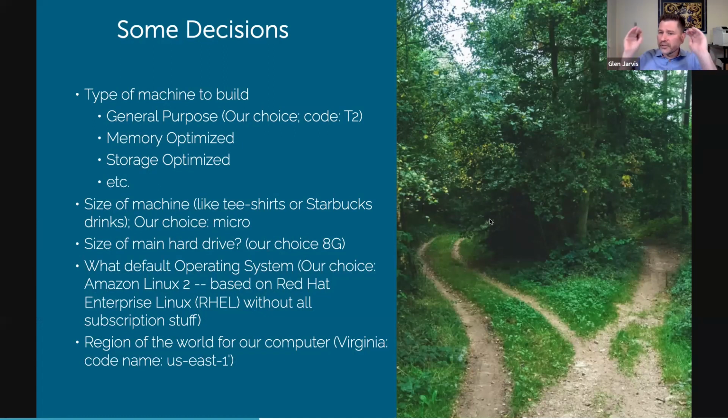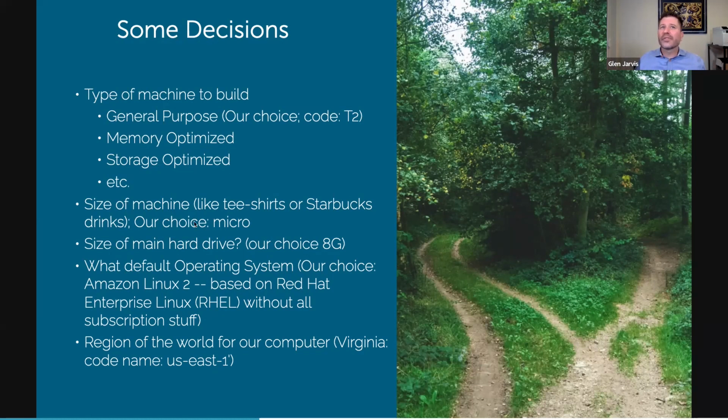There's a million different kinds of machines you can buy at a store. I'm going to say general purpose. And I'm going to pick the second family of general purpose because for my demo it was free. It didn't cost me anything because of a free tier, a discount I have. You could also have chosen memory optimized or storage optimized, it doesn't matter. You're going to see the word T2 sometimes, that's all.